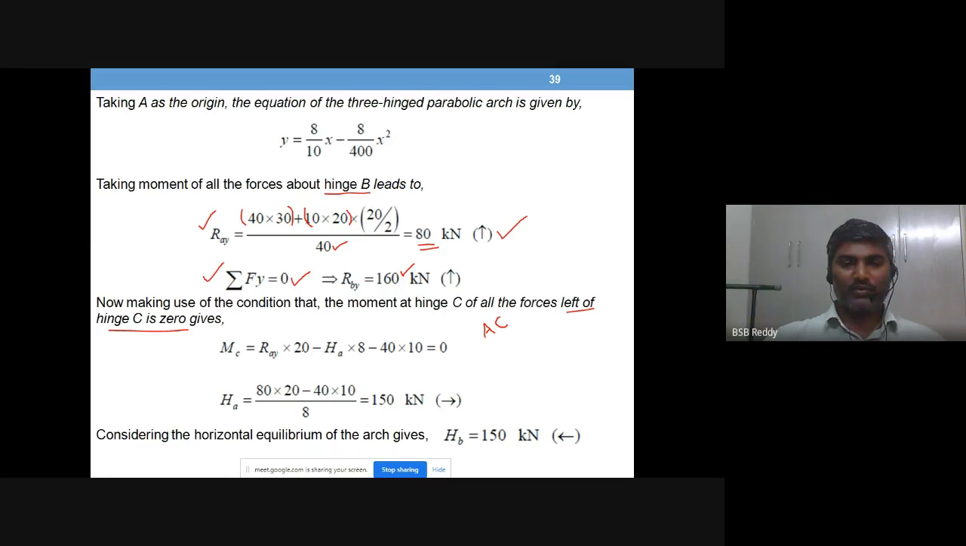So R_A into 20, moment from R_A, H_A into 8, moment from H, and moment from 40. Okay, so that is the M_C value, moment at C, total value. And you know the R_A value, that is 80, substitute it here, and you want the H_A value, that is 150, same as H_B, 150, but the direction is opposite, right?